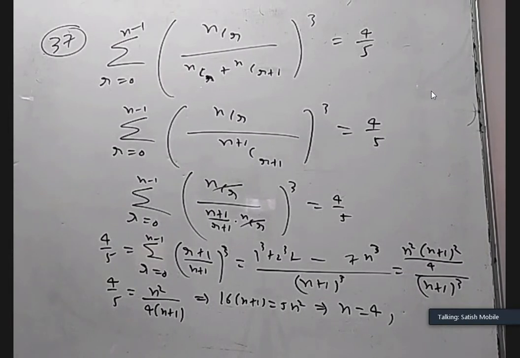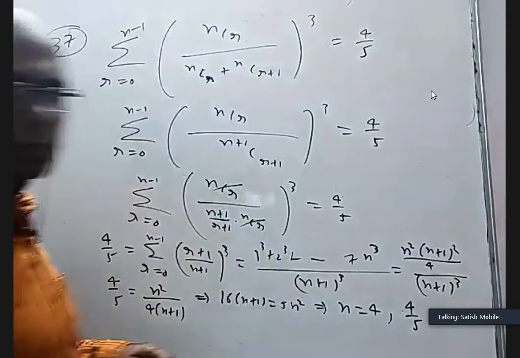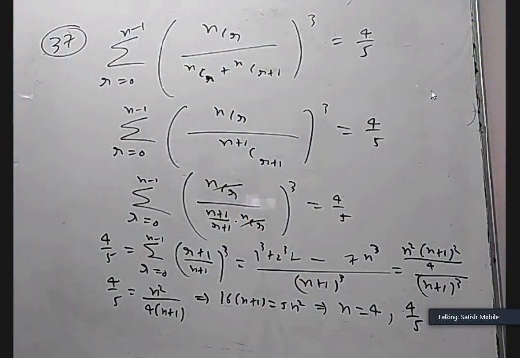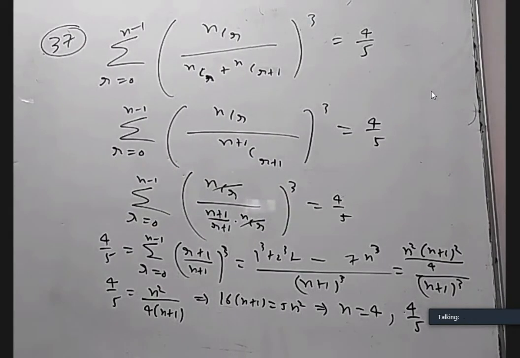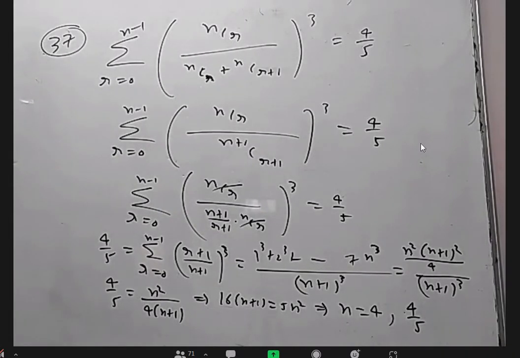Product of the roots is what? 16 by 5. So the other root is 4 or 4 by 5; n can't be a fraction. So we take only the integer. Yeah. So the beginning few questions are nothing about binomial coefficients, simply little properties of NCR.